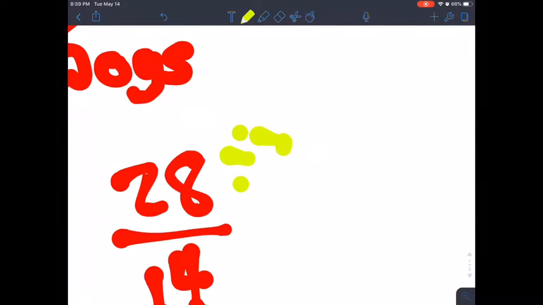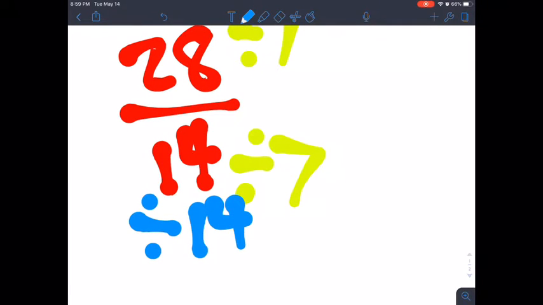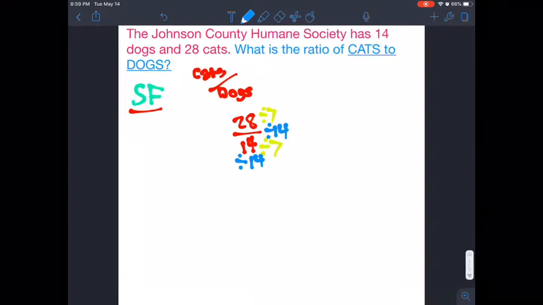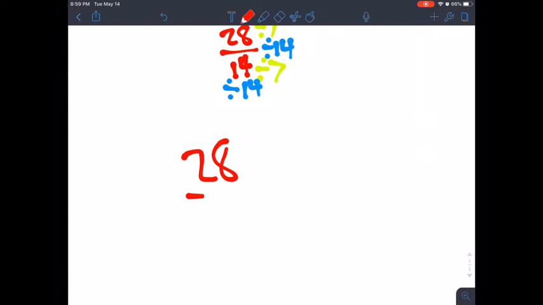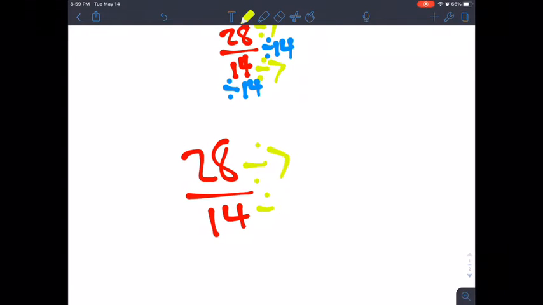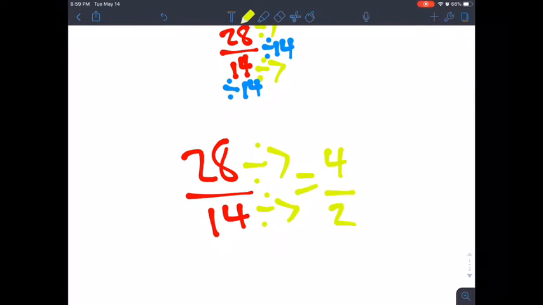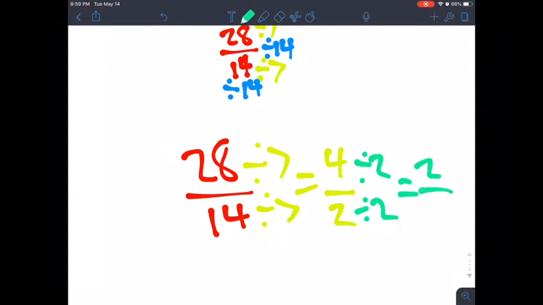You could divide 28 and 14 by 7, which would take a much longer time, or you could divide both by 14 and make it faster. If you were to divide 28 over 14 by 7, it would be a much longer process than dividing by 14. You would divide 28 by 7, which is equal to 4, and 14 by 7, which is equal to 2. And then you would have to divide 4 by 2 and divide 2 by 2. 4 divided by 2 is 2, and 2 divided by 2 is 1.